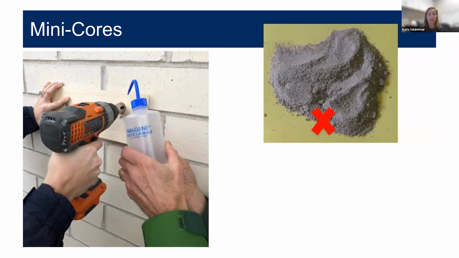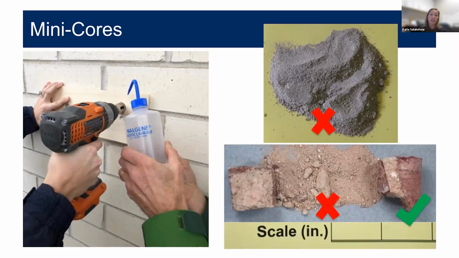So rather than extracting a pulverized material from a mortar joint, which we really can't do very much with petrographically, with using a mini core, you can attempt to extract a core sample. So rather than having pulverized material, we really like to have an intact chunk or chunks of mortar.